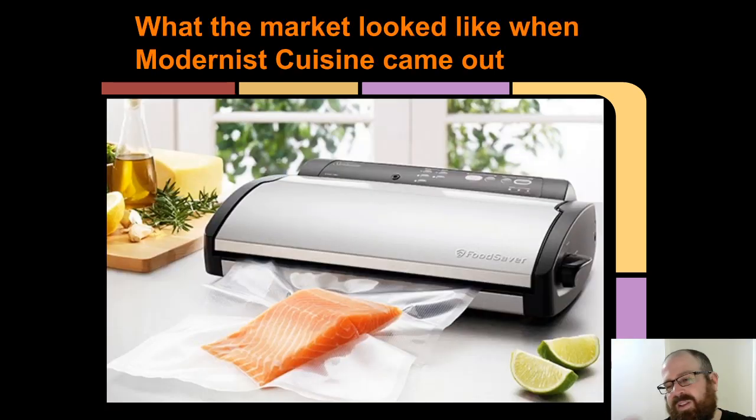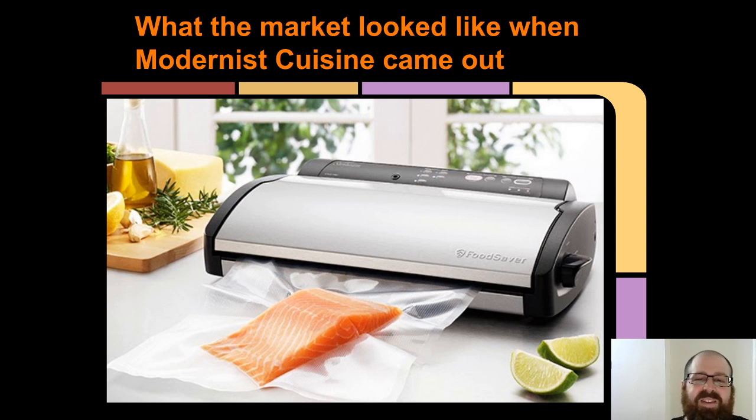So what did the market look like when the Modernist Cuisine came out? There's two parts to cooking sous vide, right? You seal your stuff in a bag, and then you cook it sous vide. And sealing food in a bag has actually been around for a fairly long time. This here is a FoodSaver. As the name implies, it's designed to save food. Americans for a very long time would vacuum seal their food for the purpose of saving it in the fridge, not cooking it in the bag, just keeping it fresh.